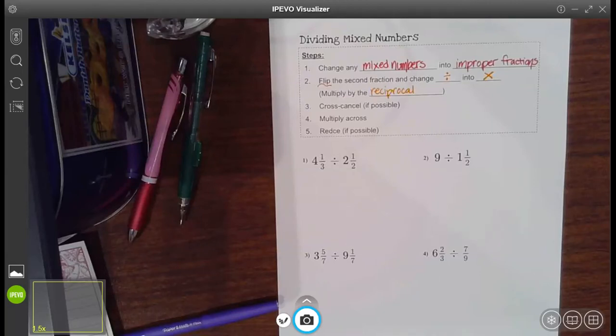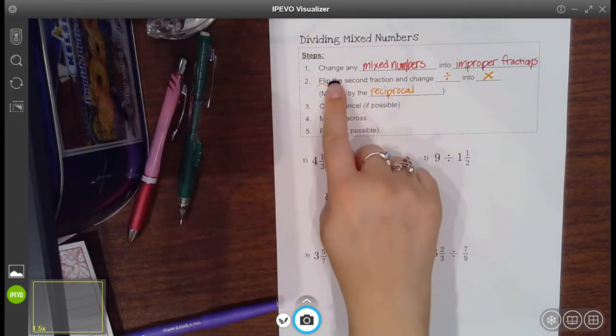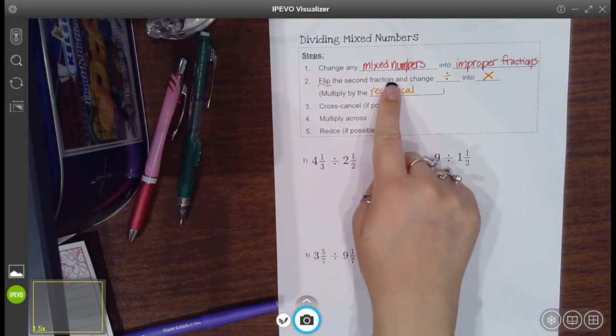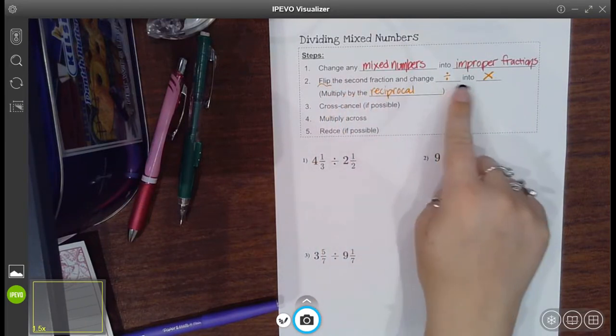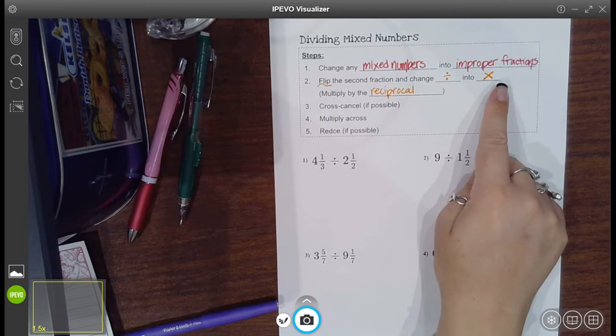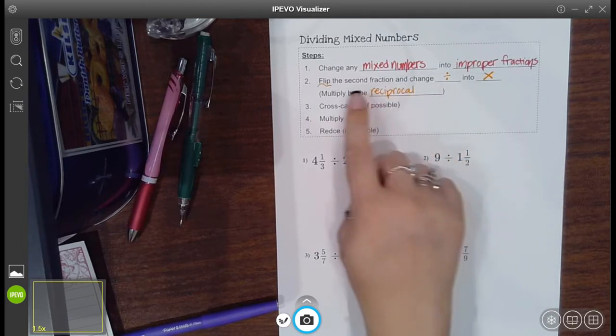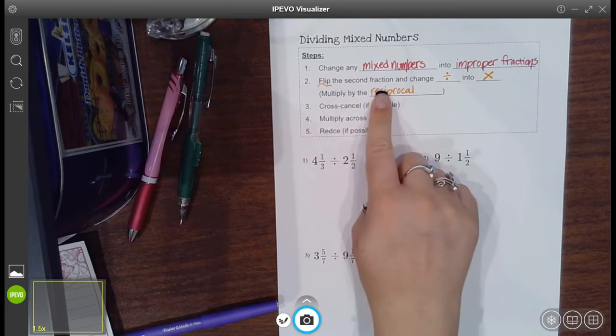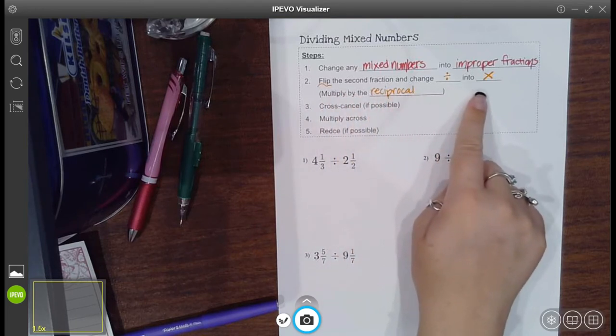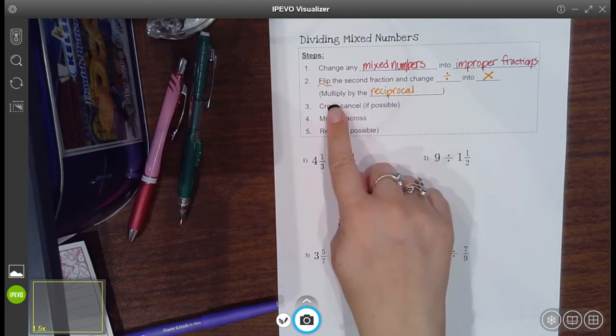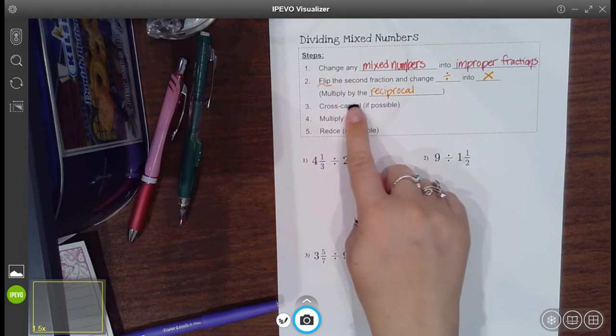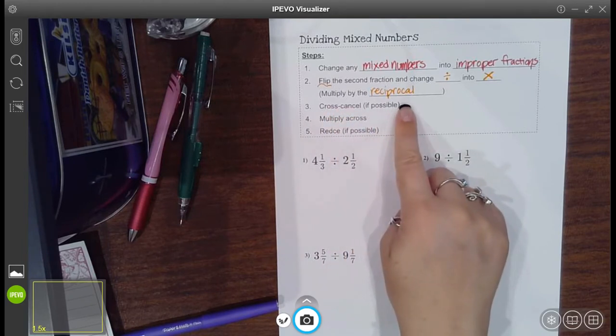Hello, my little mathematicians. Today, we're going to learn how to divide mixed numbers. The first thing you want to do is change any mixed numbers, so these guys, into improper fractions. After you change them into improper fractions, you flip the second fraction and then change division into multiplication. This is essentially the same thing as multiplying by the reciprocal.